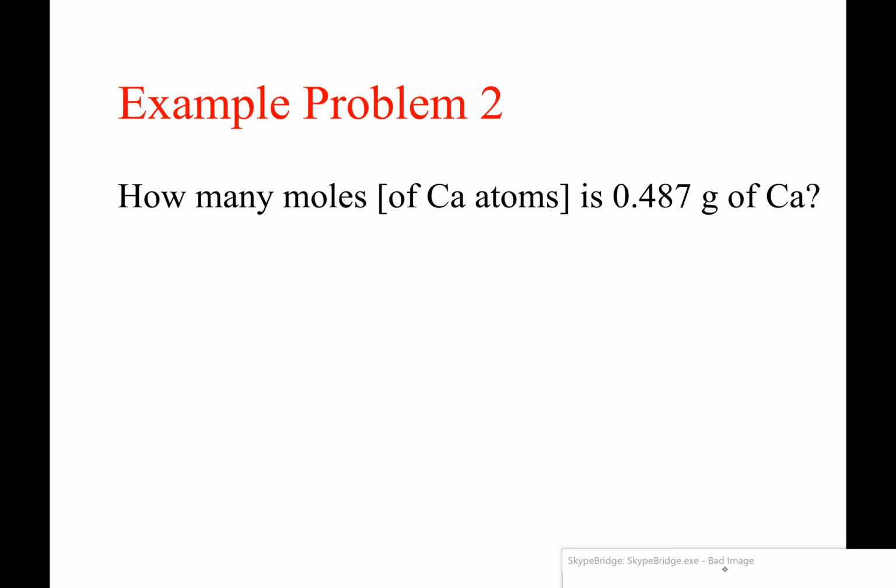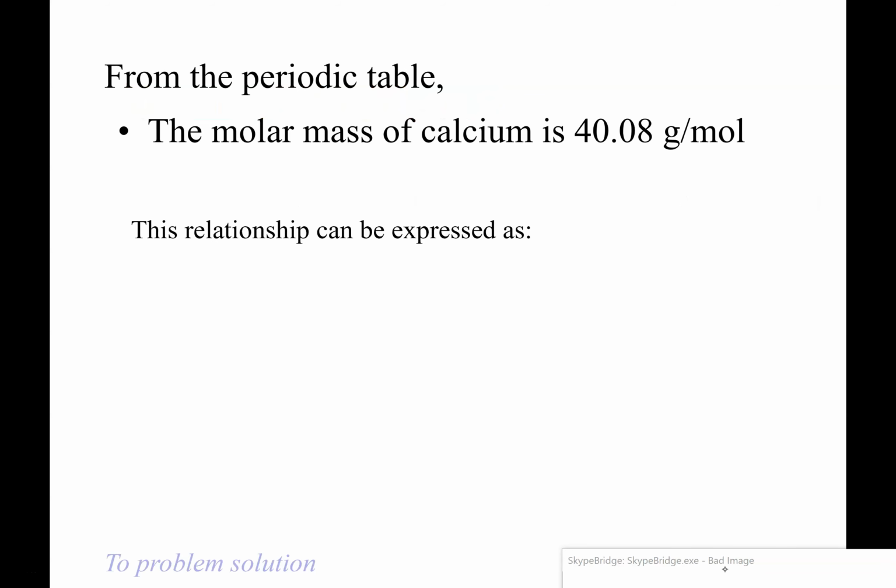Remember on your test on Thursday, you're definitely going to have that periodic table. I'll give you a fresh copy of that black and white periodic table without the names. Okay. So in order to work this problem, we need to use the periodic table to look up the decimal number for calcium. You're going to find it's 40.08 grams per mole.